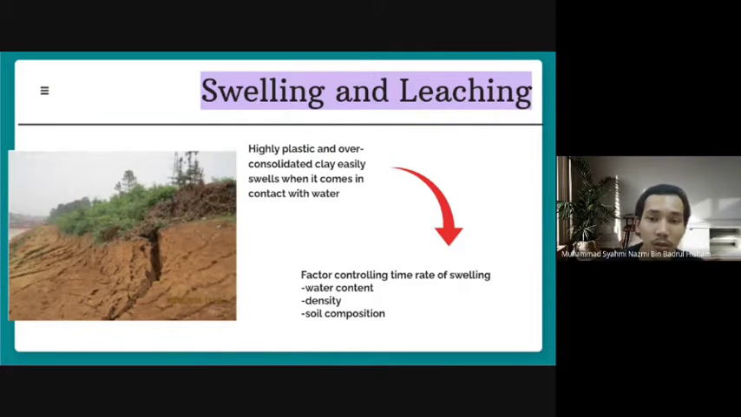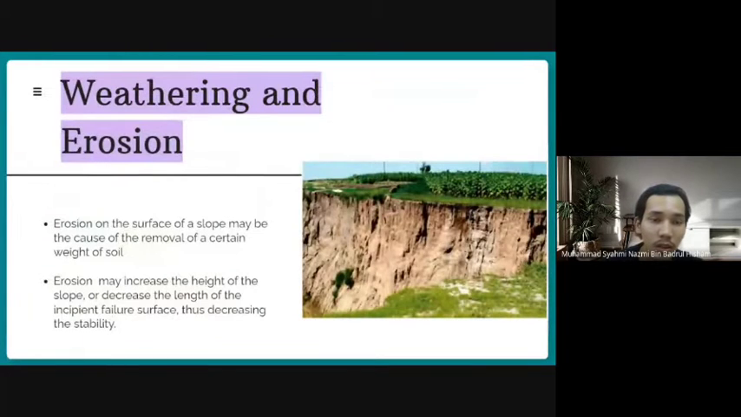Highly plastic and over-consolidated clay easily swell when it comes in contact with water. These are the factors controlling time rate of swelling. First, water content. Second, density. And third, soil composition. Other than that, weathering and erosion.